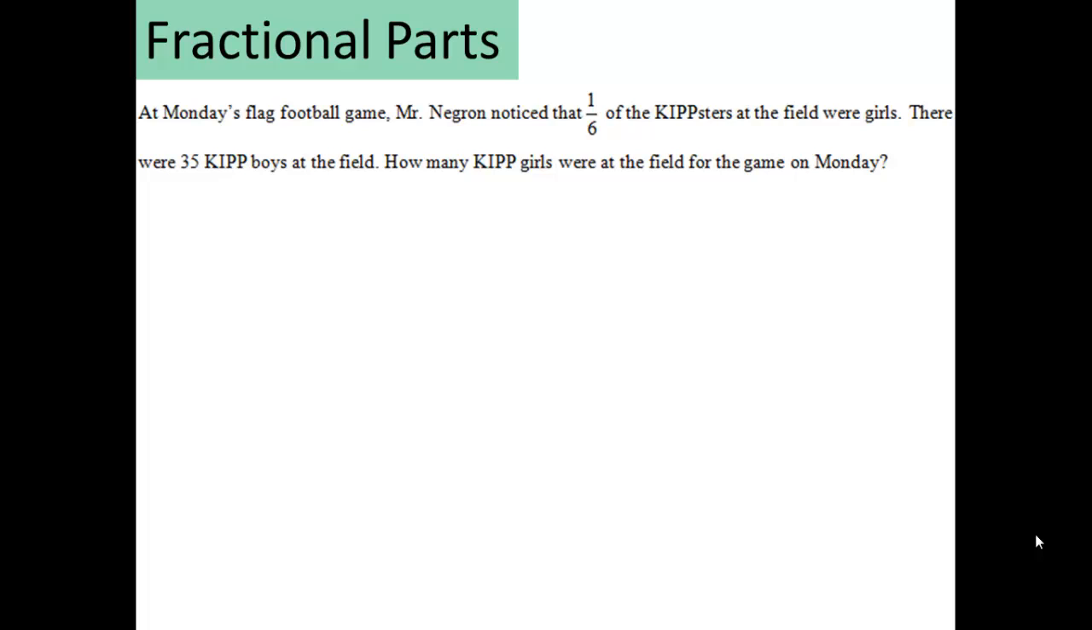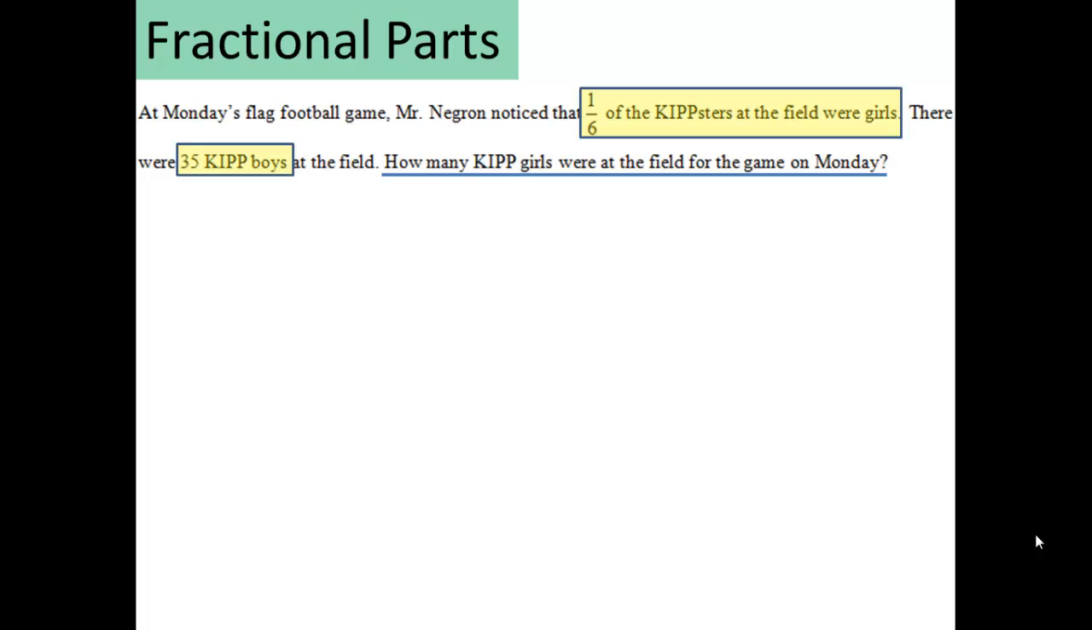Okay, as always, when we look at a word problem, we want to circle the key information and underline, that's right, the question. So let's do that now. There's the key information. And there's the question, how many Kip girls were at the field for the game on Monday? But here's the deal. When you read a problem like this, I know you want to focus on the question, but I want to push you all to focus on what the problem's about and what the total represents. So think about it. In this problem, what is the total?